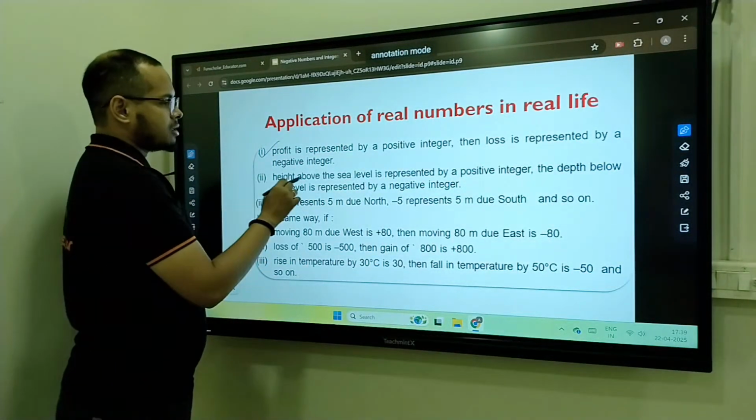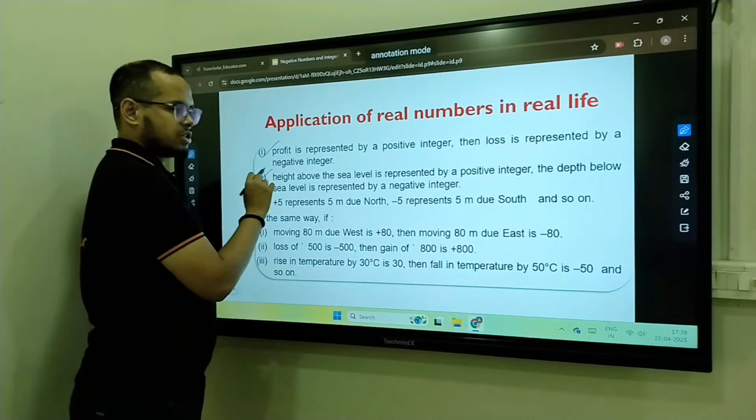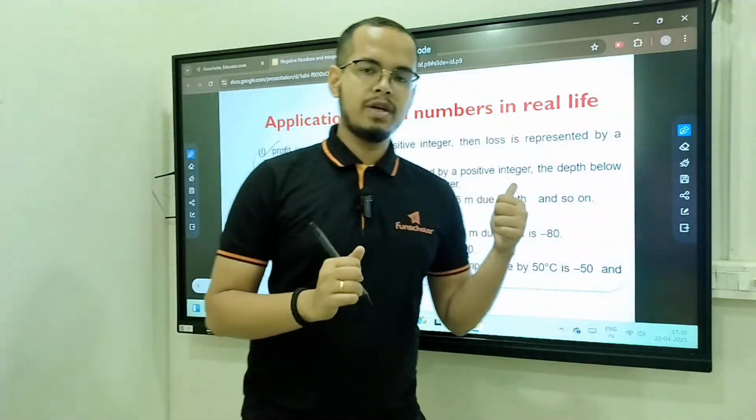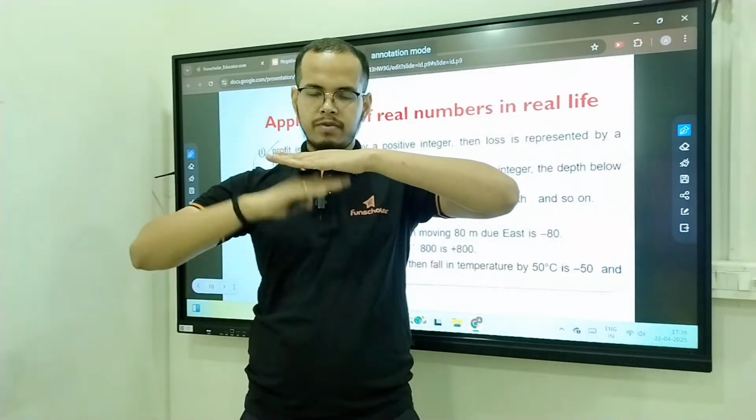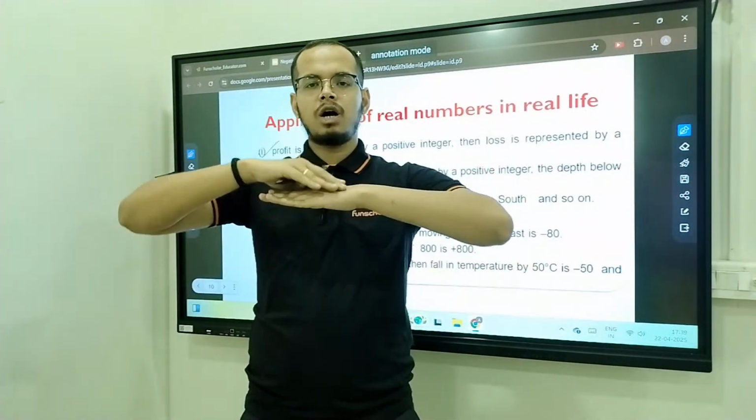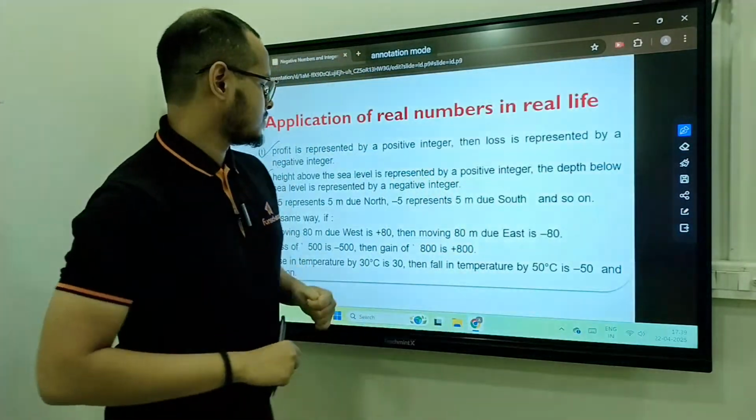Profit and loss. Height above sea level is represented by a positive integer. This is also done for the last example that we did. Starting from 0, going above sea level and going below sea level. Below sea level is going to give us minus. Above sea level is going to give us plus.